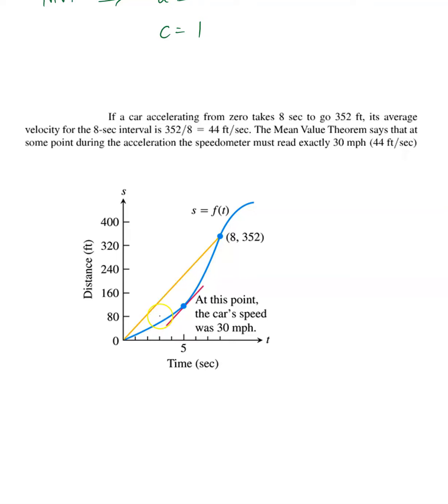Its average velocity for the 8-second interval is 352 divided by 8. Well, that's 352 minus 0 over 8 minus 0, because this is (0, 0). But you can see that the average would be 352 over 8, which is 44 feet per second. The mean value theorem says that at some point during the acceleration, the speedometer must read exactly 44 feet per second. In other words, 30 miles per hour.